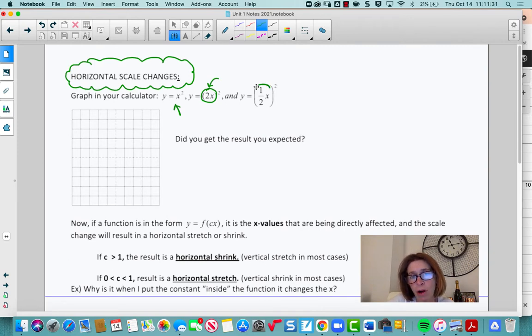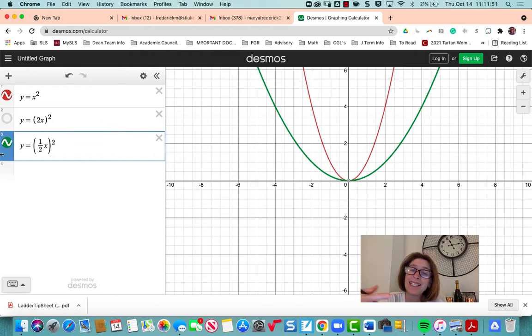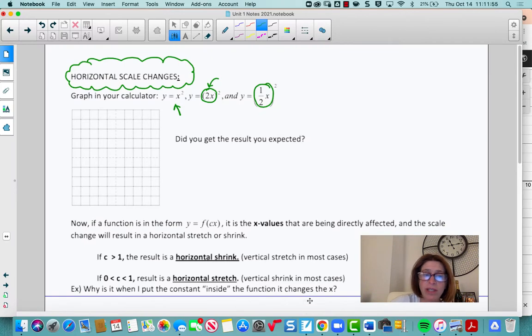And here, all of my x's are going to be changed by a half. So let's see what happens when we do that. If I graph it, we can see it appears to get narrower. And then if we look at 1/2, it does appear to get wider, except the scale change is on the inside of the function, so we actually call it a horizontal change.